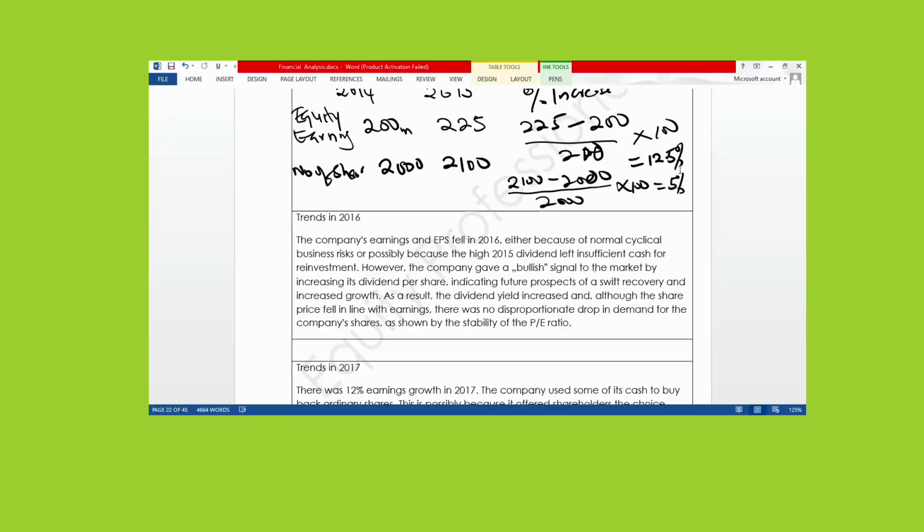Your earnings are falling. Earnings per share fell. But what happened to dividend per share? Dividend per share increased from 7 kobo to 8 kobo. Despite the fact that the company earnings fell, the company is still paying more dividend to shareholders.